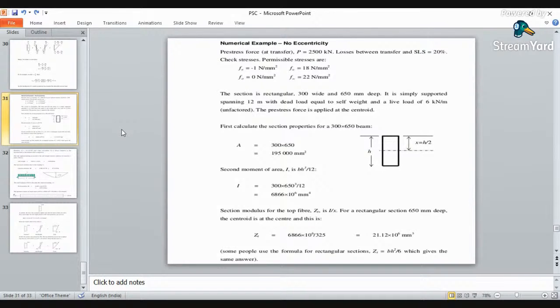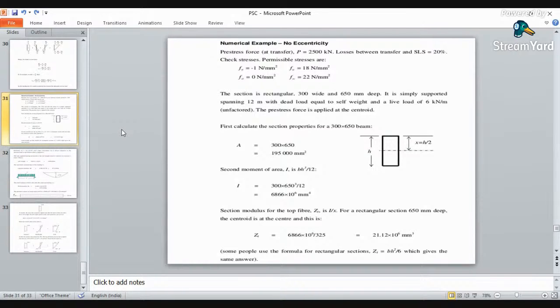Serviceability, SLS, is nothing but the serviceability stage. Okay, so between the transfer stage and the serviceability stage, there is a loss of 20%. Then check the stresses, and we are given the permissible stresses of FTT, FTS, FST and FPC.